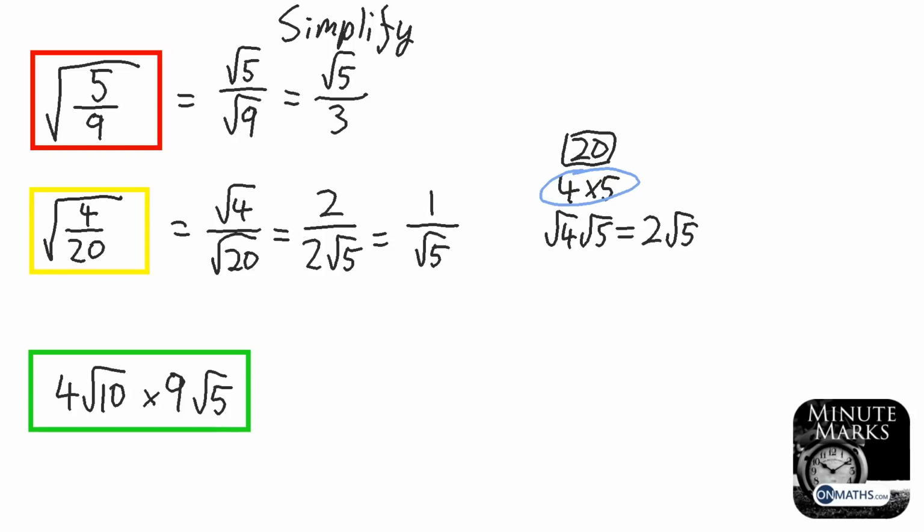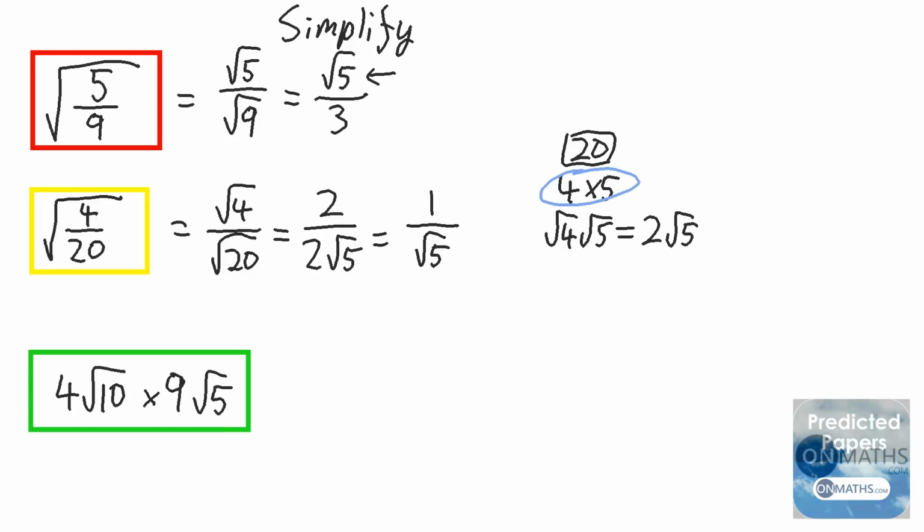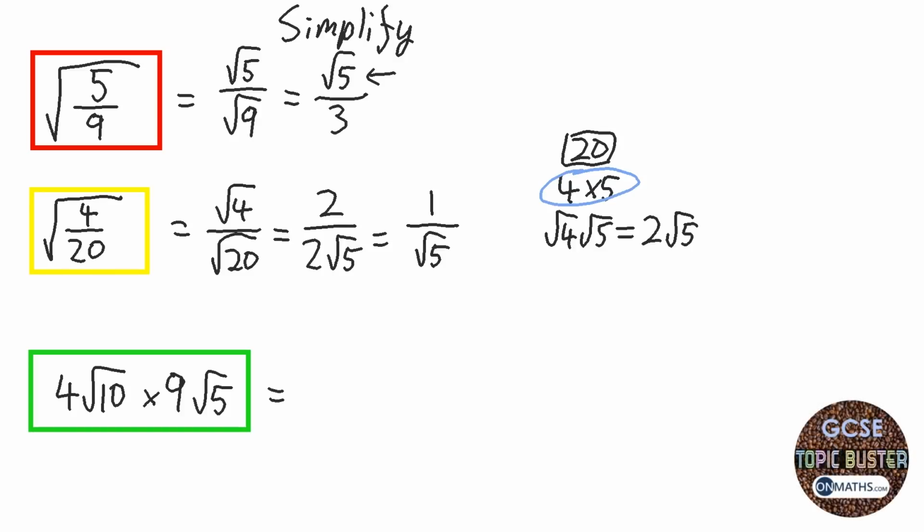So you can simplify that one quite a lot, and be careful. I knew that the 5 and the first question couldn't be simplified anymore, which is absolutely fine. But when you have larger numbers, check that you can't simplify them further by using the methods in the last video. Okay, this last question, what you can do is just put the numbers next to each other and then put the surds next to each other.